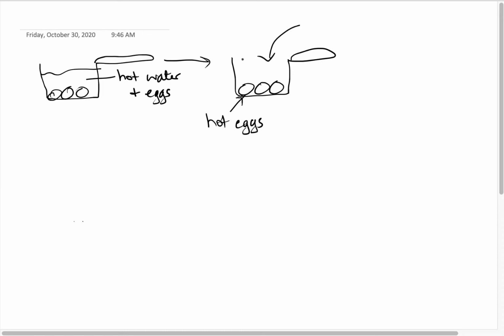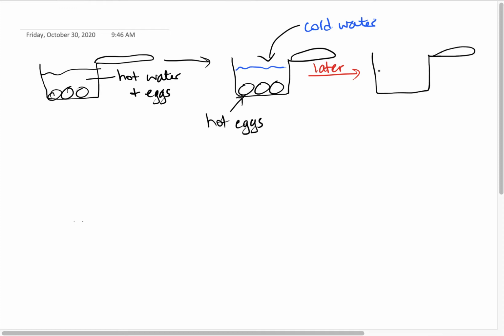And I'm going to cool the eggs down by adding cold water to the eggs because I want them to stop cooking after a certain time so they don't get overdone. So when I first put these together, the water is cold and the eggs are hot. But if I wait for some amount of time, then they will equilibrate. And depending on how many eggs I have and how much water I put in, then sometime later, this is all going to be probably just somewhat warm.